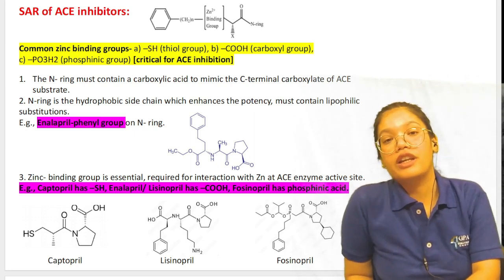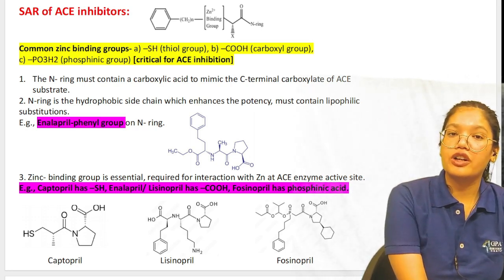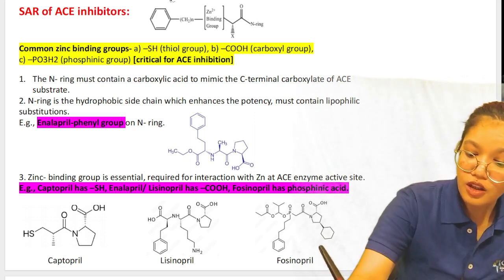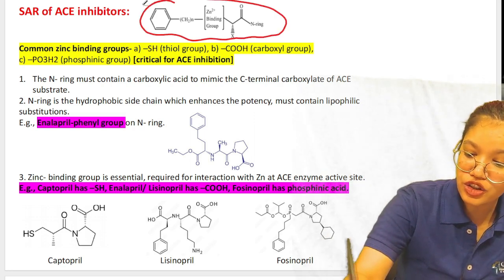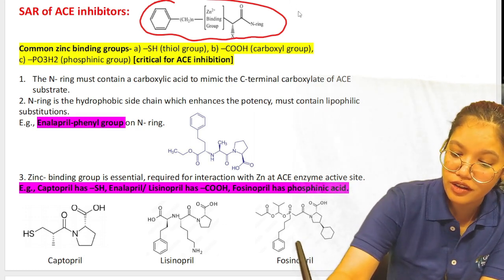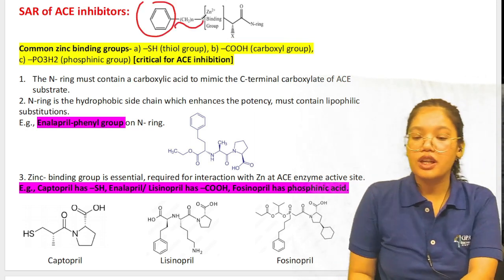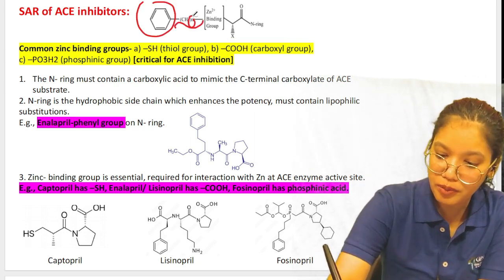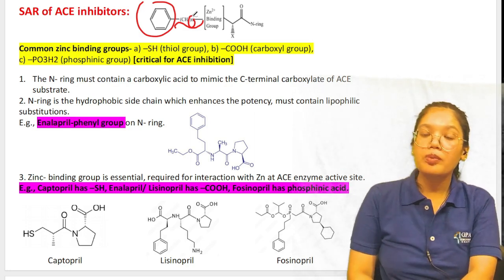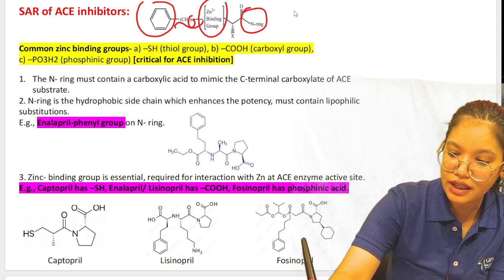Now next, we are moving to the SAR, structure activity relationship, of the ACE inhibitors. Here is the general structure for the ACE inhibitors, which consists of the phenyl ring that is attached with a long carbon chain. The n number of carbons can be there. Then we have a zinc binding group. Along with that zinc binding group, the N ring is attached.